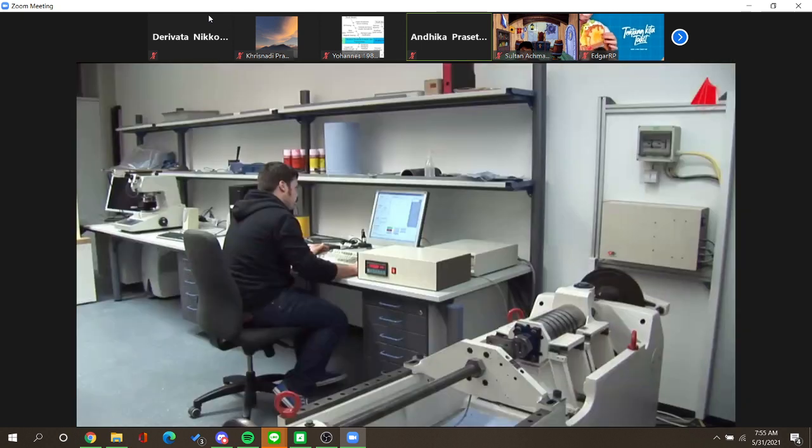The third specimen is only tested with a cyclic load of 6.5 kilonewtons. Under this reduced load, it does not break even after 3 million load cycles.